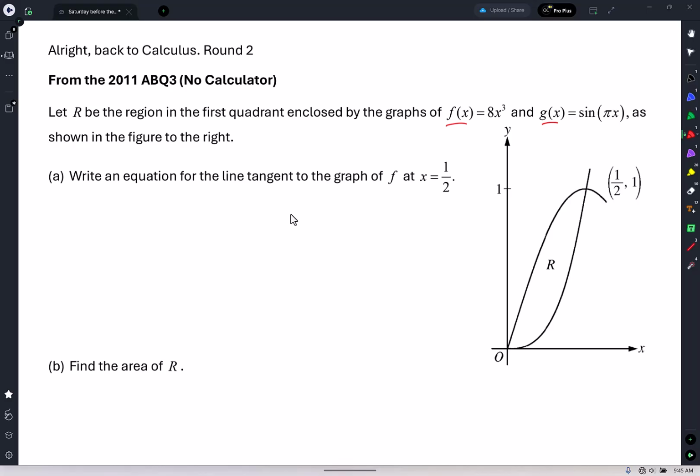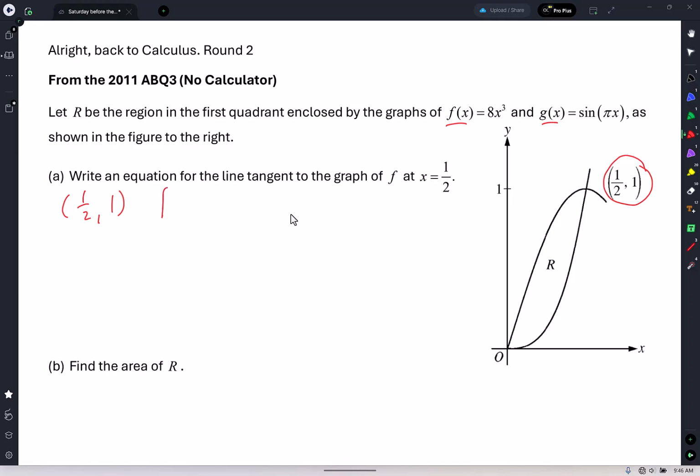Okay, if I want a tangent line, I need two things. What and what? Point and slope. I already have a point. It's given to you right there. So my point, 1/2, comma 1. And by the way, they didn't have to give us that 1. You could have just plugged in the 1/2 into the x there. 1/2 cubed is 1/8. 1/8 times 8 is 1.